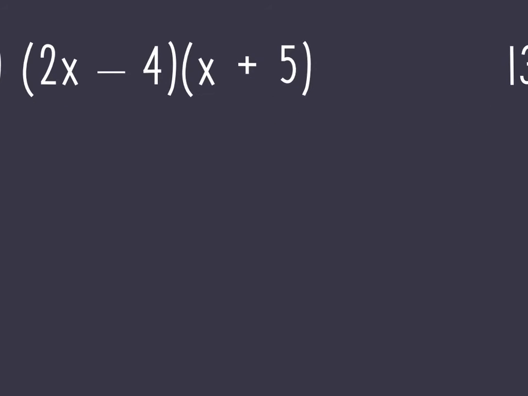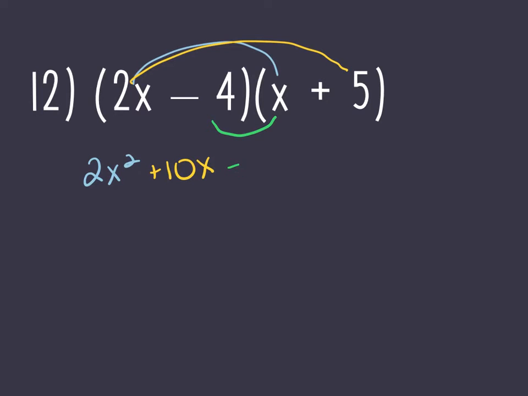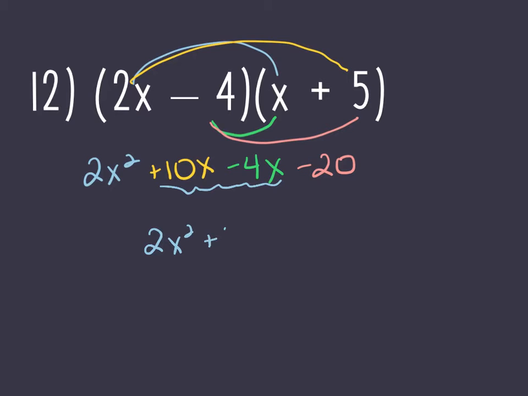Go to 12. 2x times x, 2x squared. 2x times 5, positive 10x. Negative 4 times x, negative 4x. Negative 4 times 5, negative 20. Combine my like terms here. 2x squared plus 6x minus 20.